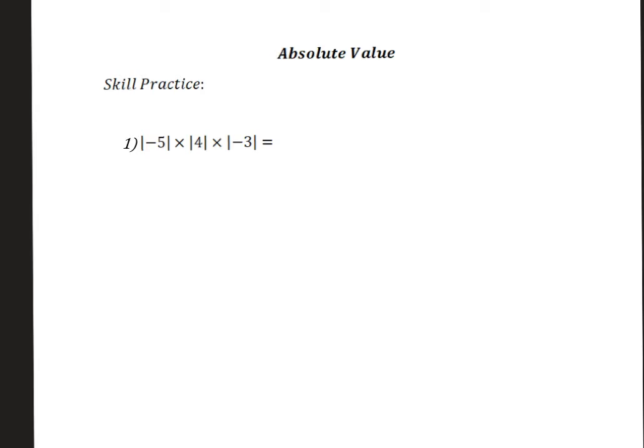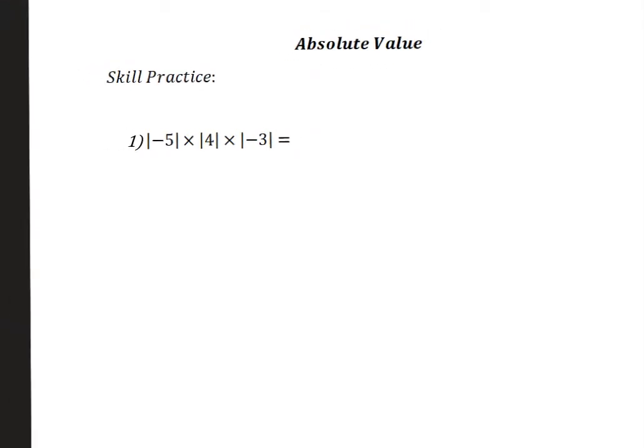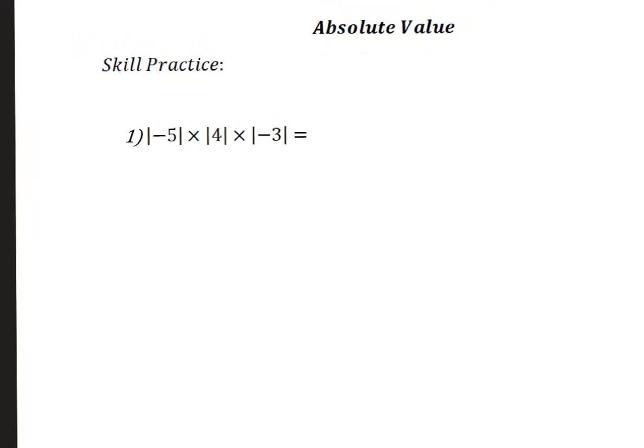So if you want to know the absolute value of -5, for example, on question number one, the absolute value of -5 is how far -5 is from zero, right? What is the distance? It's 5 units. It's always positive. So the absolute value of -5 will be 5, right? Times the absolute value of 4, which is 4, and the same thing, the absolute value of -3 will be 3, right? So 5 times 4 is 20, and 20 times 3 will be 60.